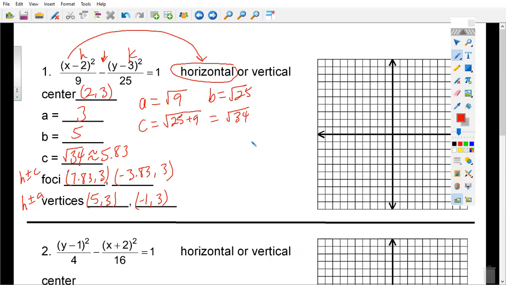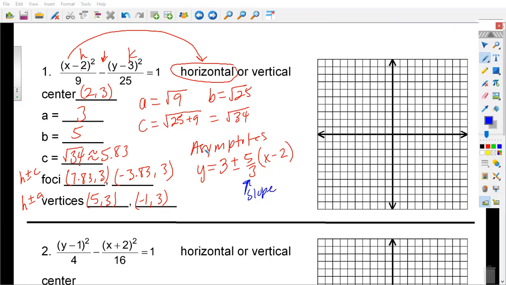Okay, and then our asymptotes. For graphing, we're going to graph it a lot easier, but our asymptotes are y equals your k. What is your k value? 3, right? Plus or minus b over a times (x minus h), which is 2. So 5 over 3. This is just our rise over run, our slope, correct?